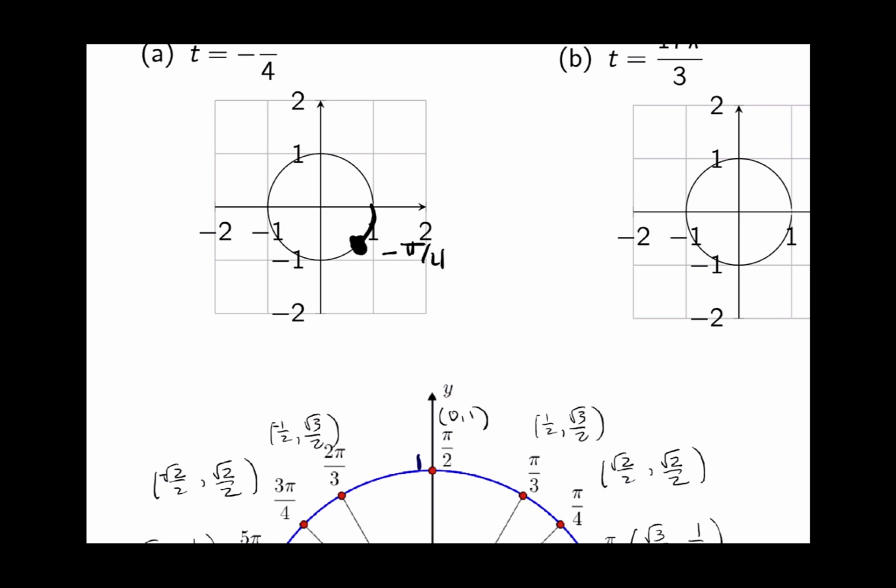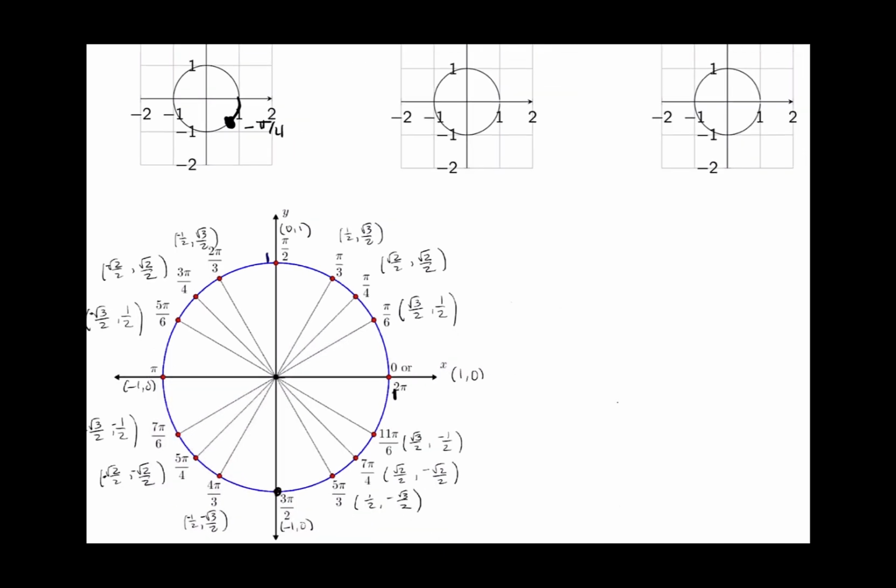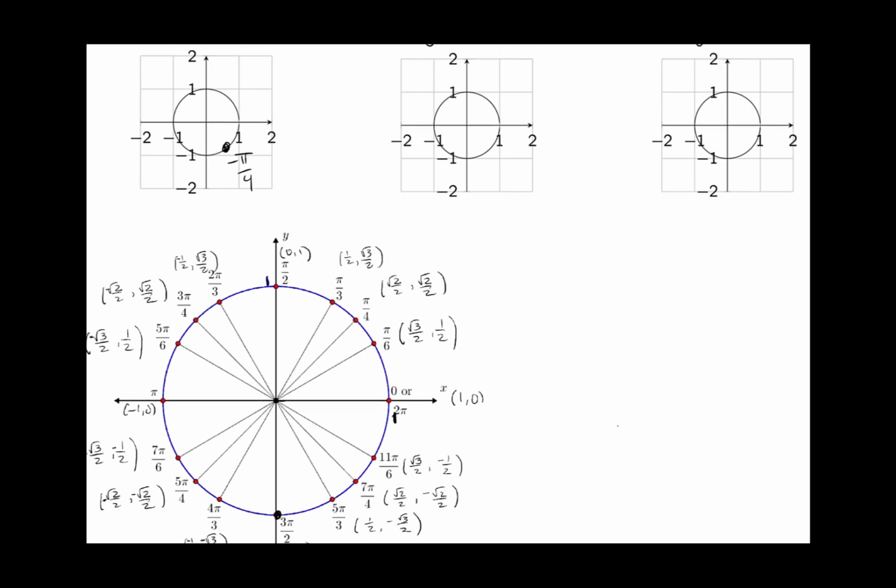We could say that this point corresponds to negative pi over 4, but we could also try to figure out the x, y coordinate pair. To do that, let's refer back to our unit circle we just filled in. Negative pi over 4 is coterminal to the point 7 pi over 4. So they will have the same x, y coordinate pair, root 2 over 2, negative root 2 over 2.